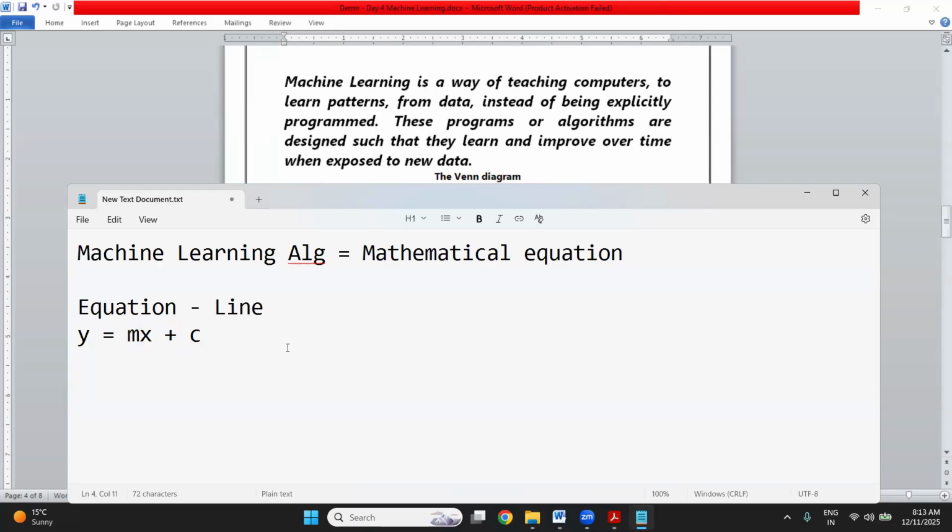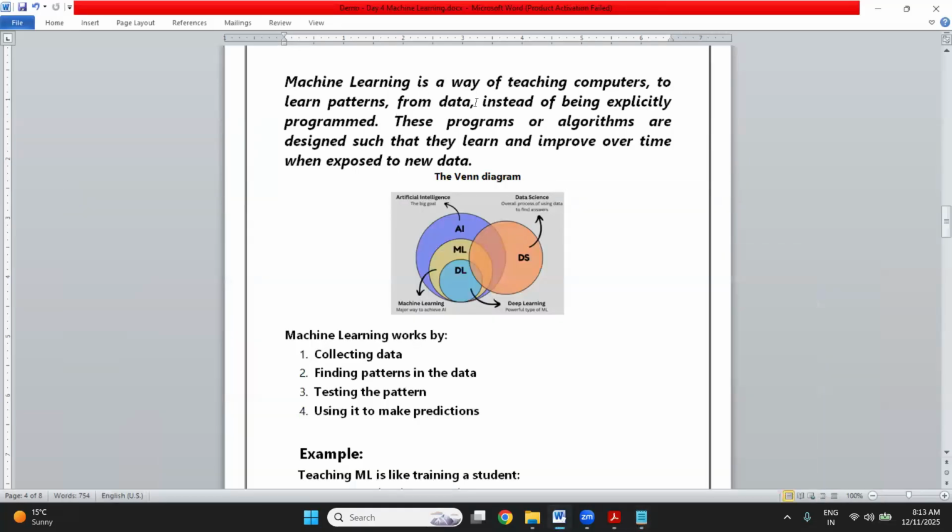Whenever we want to resolve some expression, for example, the area of a square, to resolve this problem we'll have a formula. That expression is nothing but a machine learning algorithm. So we will train the machines, we'll provide the data, and we'll try to get the output of the required results.